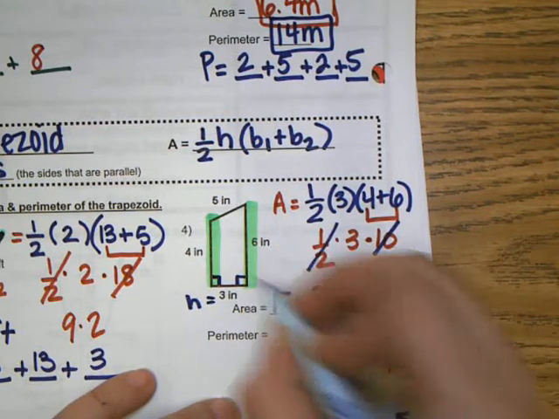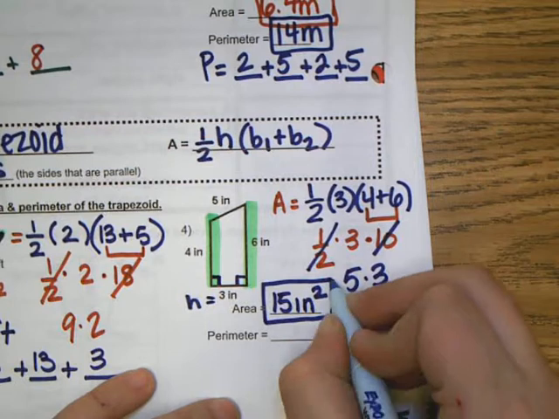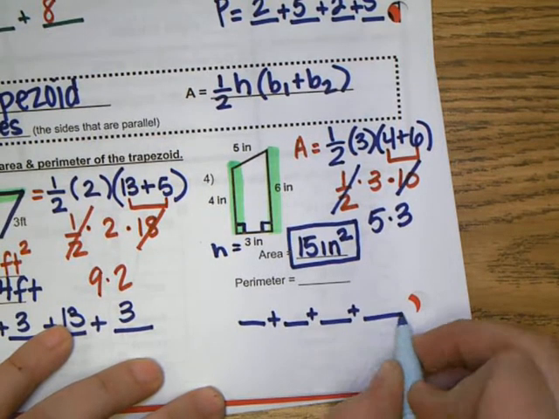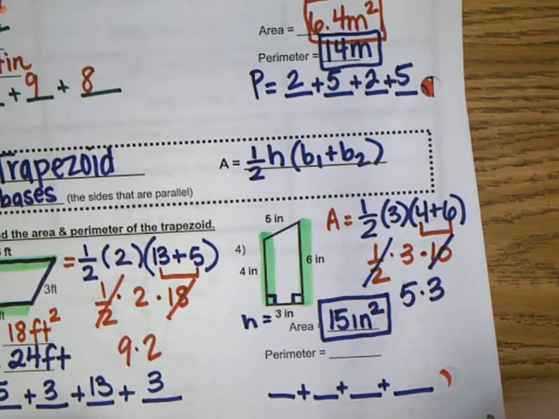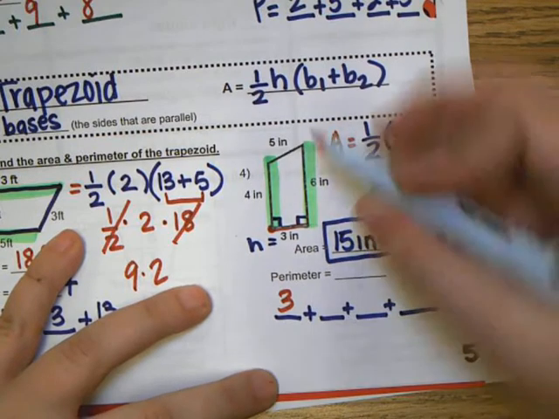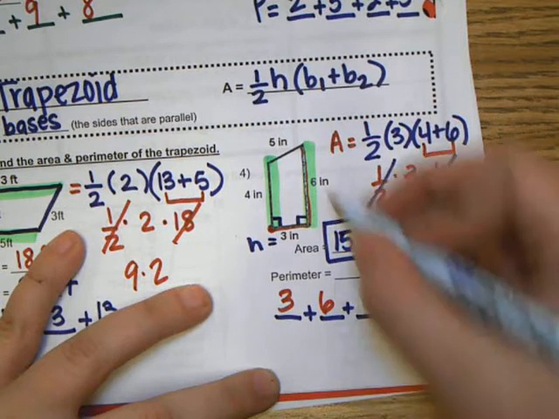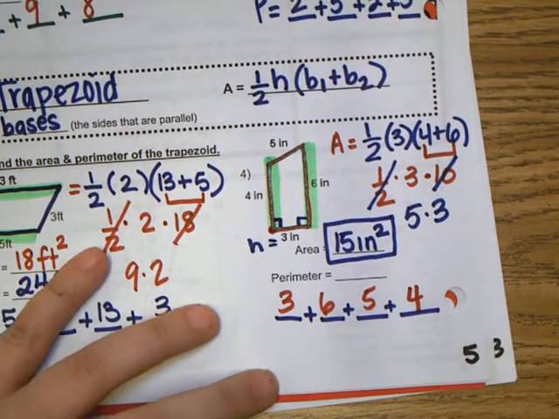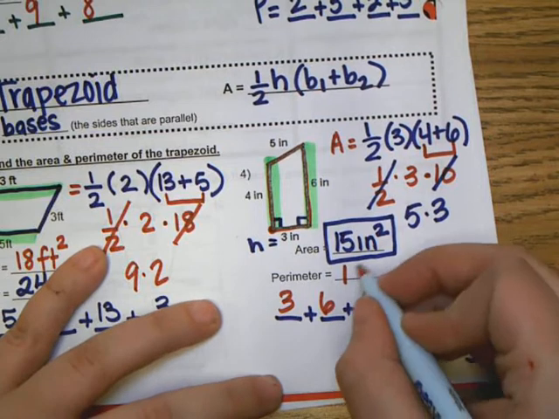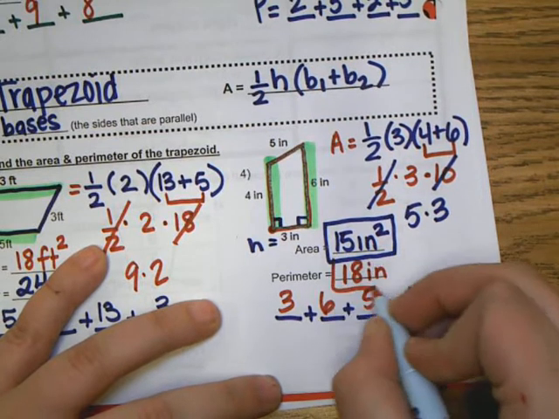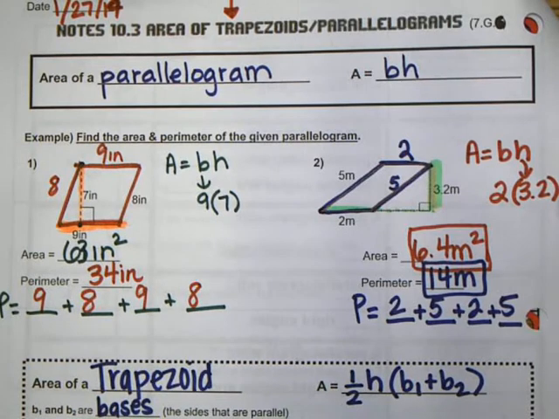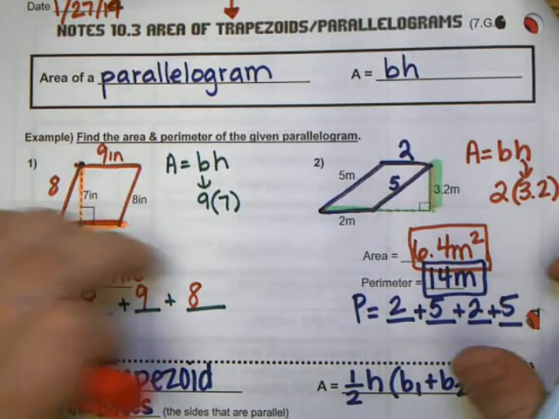Okay, and then again, it doesn't matter the order we do this, so I'm going to do half of 10 is 5, and then times 3 is 15. So 15 squares would fit inside that, 15 square inches. And then perimeter, we have 4 sides to add. So if I start here, I'm going to go 3, then turn and go 6, and then 5, and then 4. So that gives us a perimeter of 18 inches.